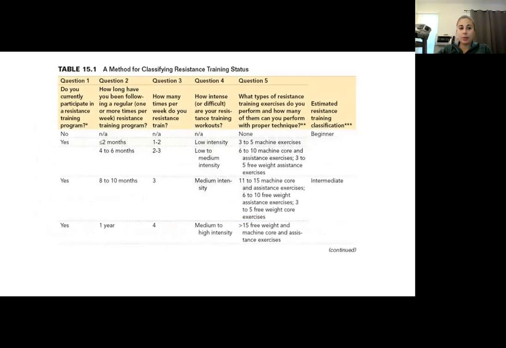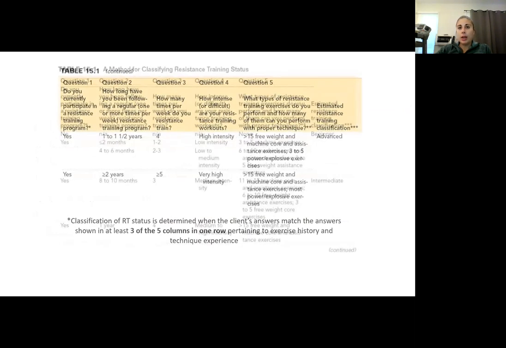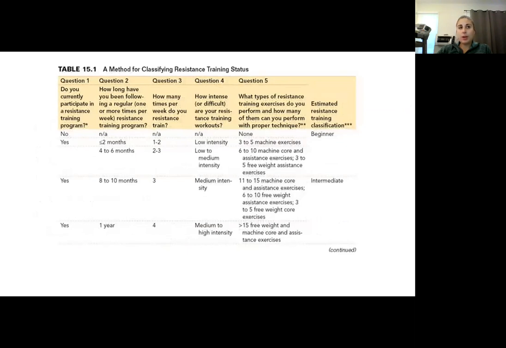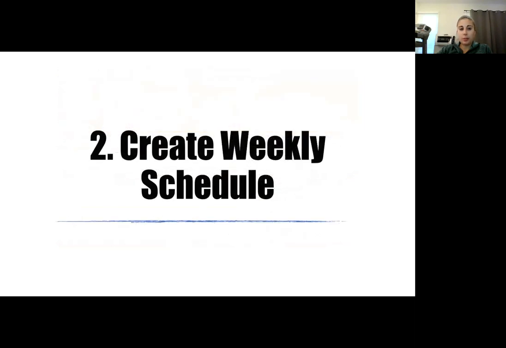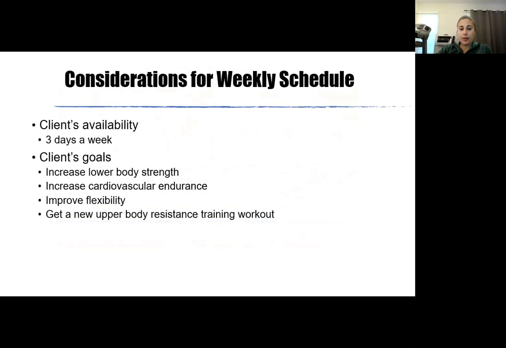So we just did that. Okay, we already said intermediate. And here's that chart that we looked at a long time ago. In intermediate, we see they've been training for a year or more, 3 to 4 days a week, medium to high intensity. And again, I wouldn't say he's advanced. His exercise selection is probably not too high compared to someone who would be advanced. Okay. So we've done that. We've classified him as an intermediate. So let's continue.